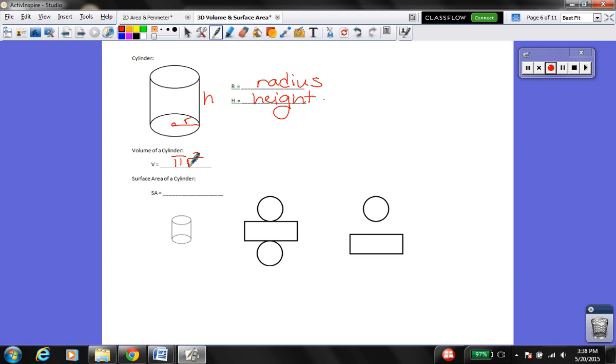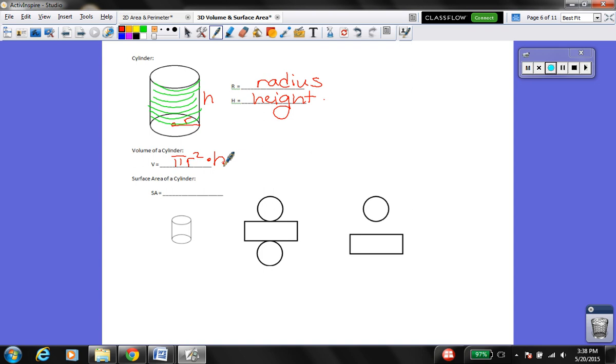And now we're going to discuss how many layers it has. Layers is noted by the height. So it's pi r squared, the area of the base, times how many layers it would have, which is the height. So pi r squared times h.